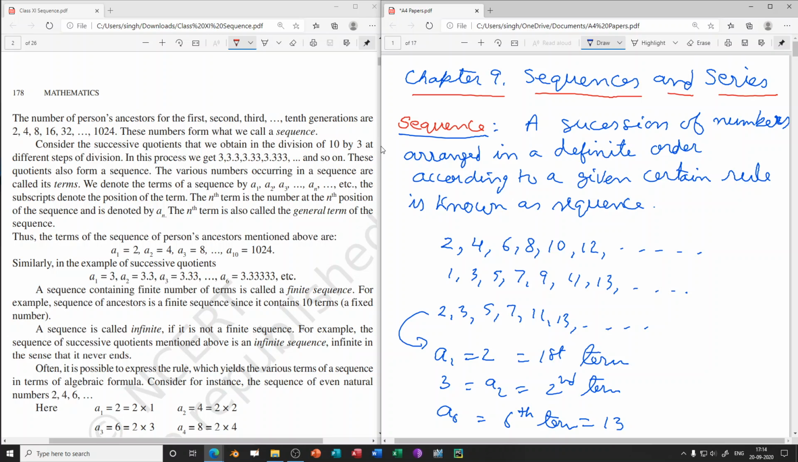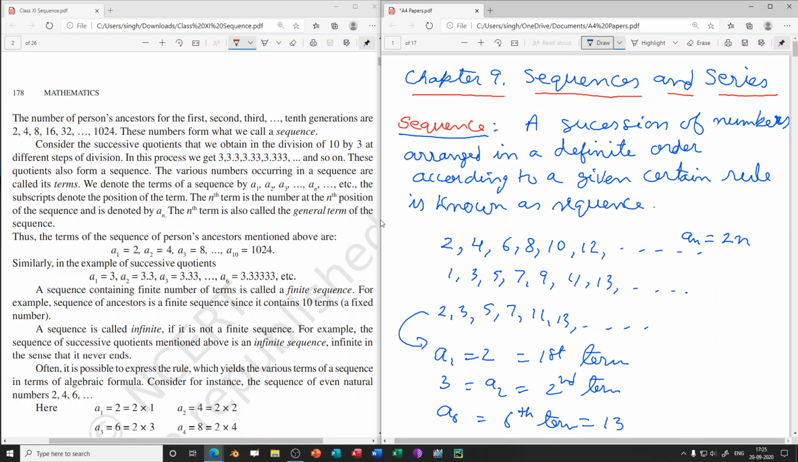Similarly, what is the third term? That is 3 times the first number. So here what is the rule? Here we can say in general, an stands for the general term, that is equal to 2n. So in this one, if suppose we need to find the 100th term, then we can easily find the 100th term will be 2 into 100, that is 200. Now let us go to the second sequence.